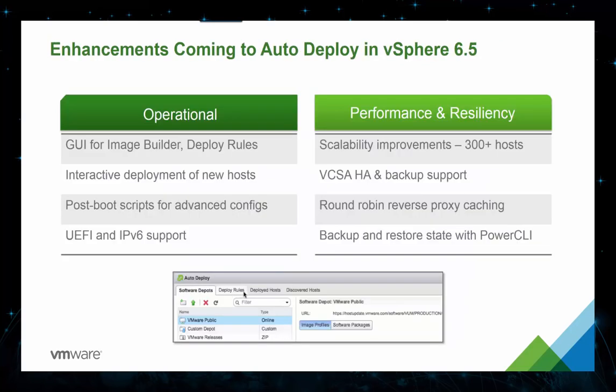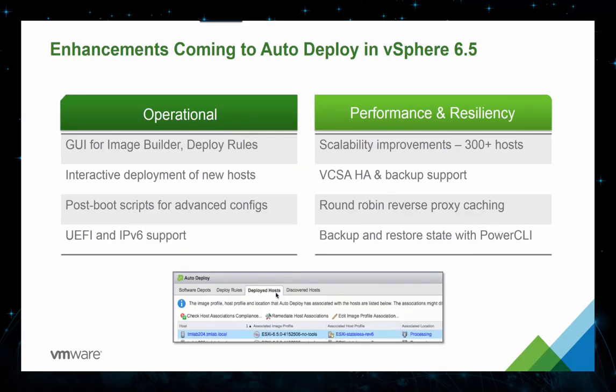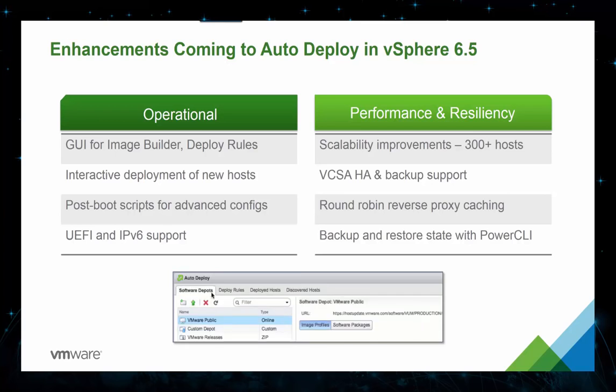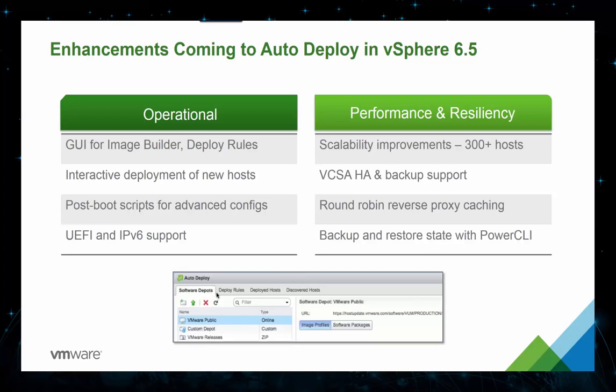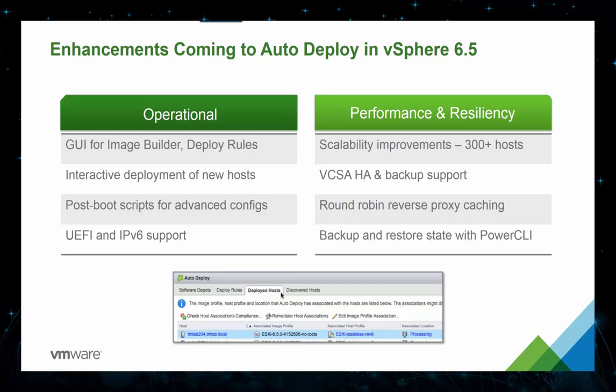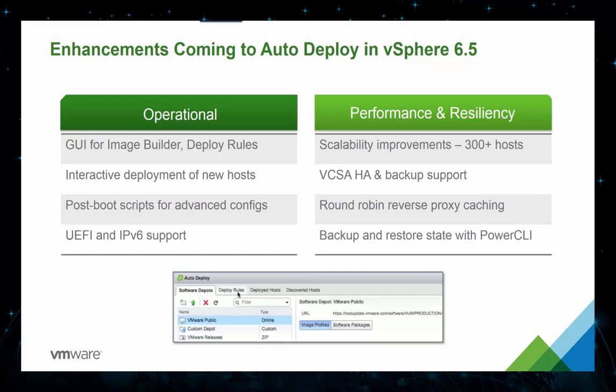For enhancements related to auto-deploy in vSphere 6.5, from the operational perspective, there is an enhanced graphical user interface for image builder and the deploy rules. And it also has post-boot scripts for advanced configurations, as well as some other improvements. From a performance and resiliency standpoint, there have been scalability improvements for over 300 plus host capability. The appliance HA and backup support is included, and round-robin reverse proxy caching is also included.